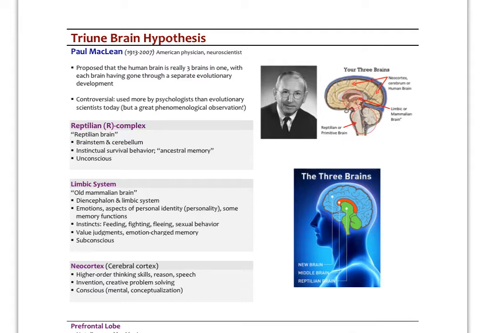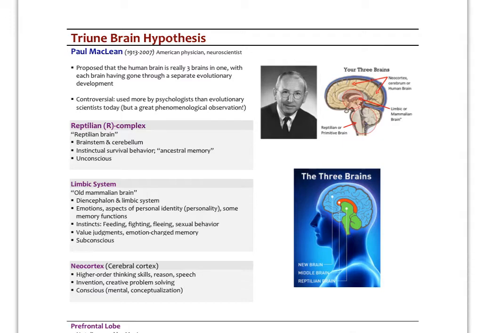So the first part is what he called the R complex. This is the oldest part of the brain. This is essentially the brainstem and the cerebellum. And this organizes a lot of our instinctual survival behaviors. We might say this is the root of our ancestral memory. It's really the seat of all of our unconscious life activity. So regulation of your cardiovascular center, your respiratory center, digestion, everything happens unconsciously in the brainstem.